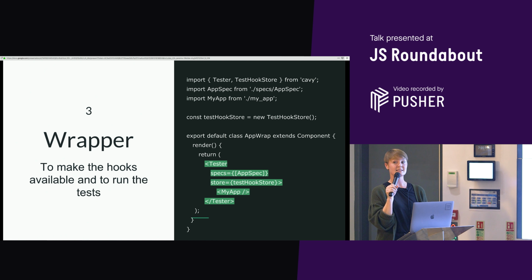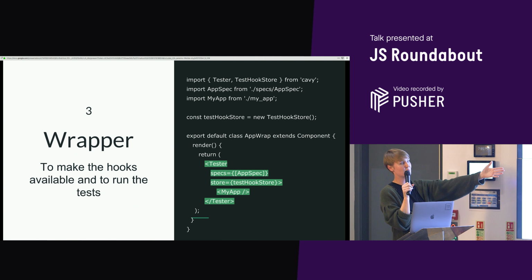The most important thing that the Tester does is, first, it automatically runs your tests. Here it's passed in as an array: you've got AppSpec from your specs folder, passed into the Tester component as an array of specs, and Tester will allow those to be run. The Tester also makes the test hook store, the store of components alongside their refs, available to your app. So here you can see TestHookStore being imported from Cavy and passed into the Tester component as a prop.